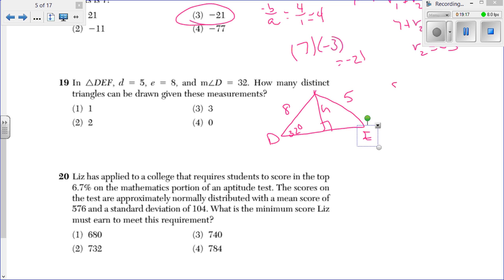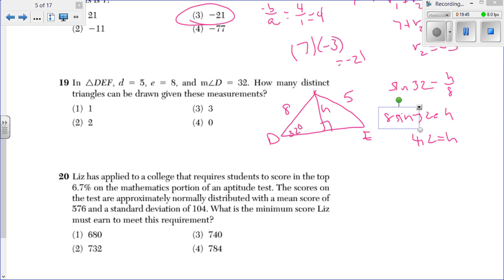So find the height, so the sine of 32 is equal to the height over 8. So 8 sine 32 is equal to the height. Make sure your calculator's in the correct mode. It needs to be in degree mode to do this. 8 sine 32 is 4.2.